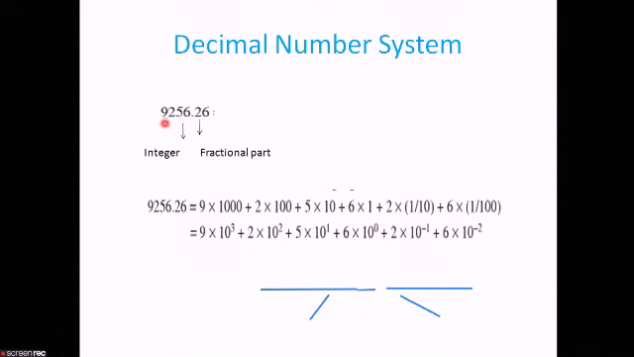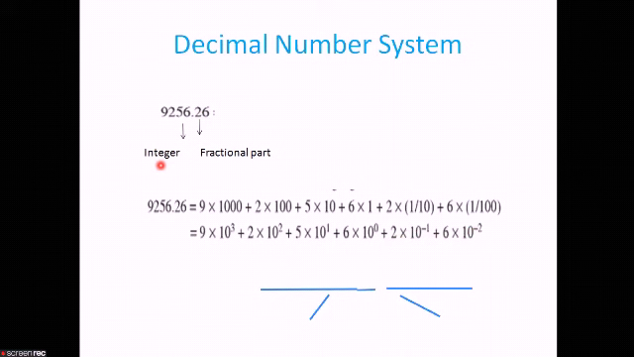So you can write it like this: 9 into 10 to the power of 3 plus 2 into 10 to the power of 2 plus 5 into 10 to the power of 1 plus 6 into 10 to the power of 0. After this, on the right-hand side of the point, 2 will have the weight of 10 to the power of minus 1, and 6 will have the weight of 10 to the power of minus 2. So this is plus 2 into 10 to the power of minus 1 plus 6 into 10 to the power of minus 2.